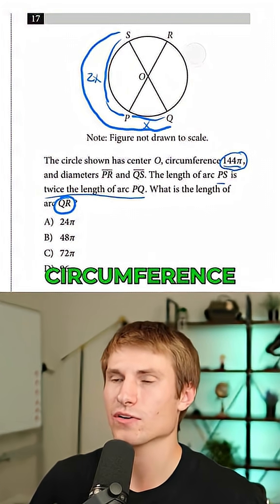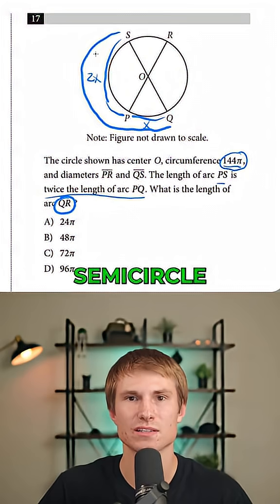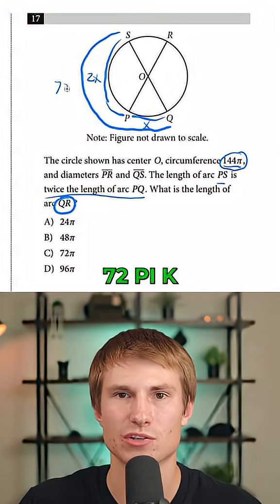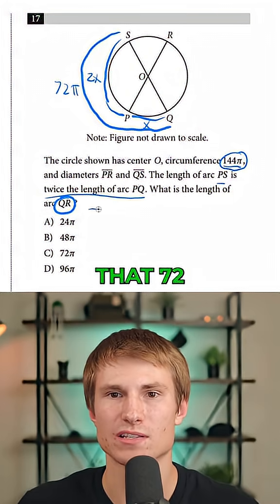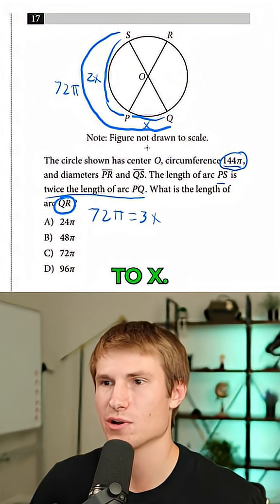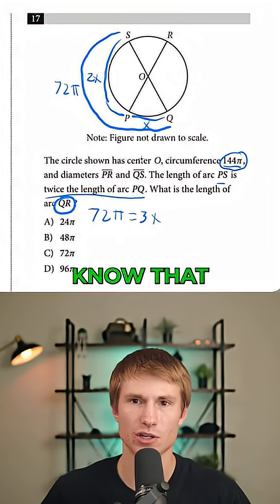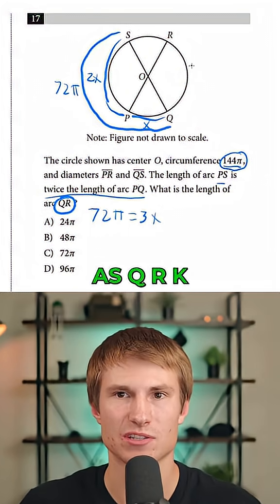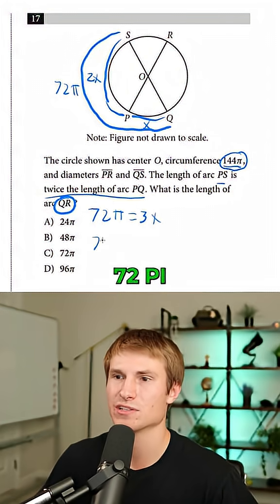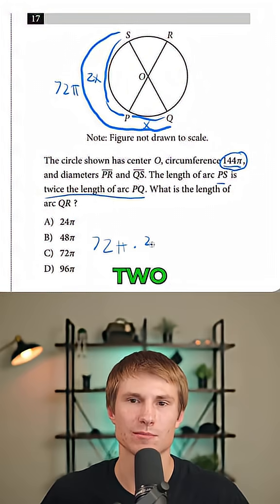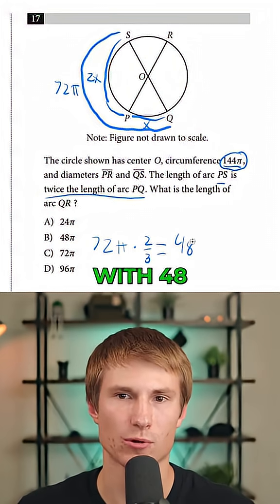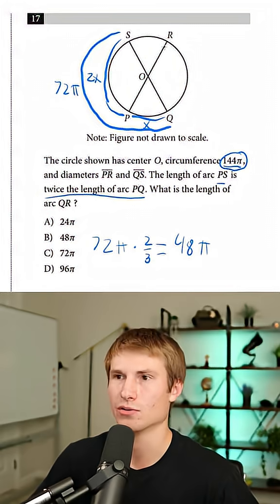Okay, so if our circumference is 144 pi, then that semicircle, that semi-arc, is going to be 72 pi. So we know that 72 pi is equal to 3x, because it's the sum of that 2x and that x. Therefore, you would know that PS, which is the same as QR, is two-thirds of that. So it'd just be 72 pi times 2/3. When we put that in your calculator, or you can just do it in your head, you're going to end up with 48 pi as the value for QR.